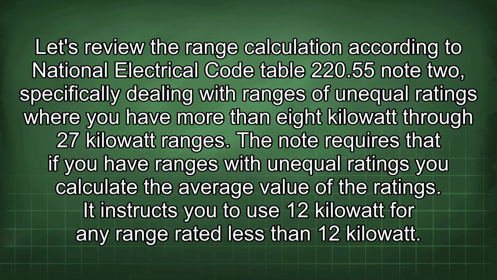Let's review the range calculation according to National Electrical Code Table 220.55 Note 2, specifically dealing with ranges of unequal ratings where you have more than 8 kW through 27 kW ranges. The note requires that if you have ranges with unequal ratings, you calculate the average value of the ratings. It instructs you to use 12 kW for any range rated less than 12 kW.